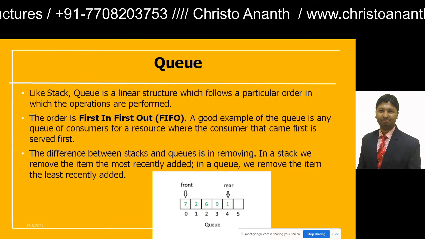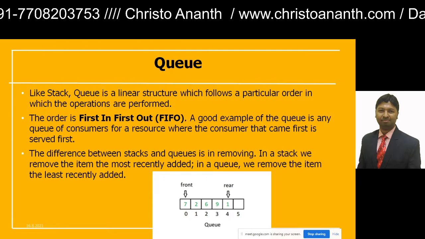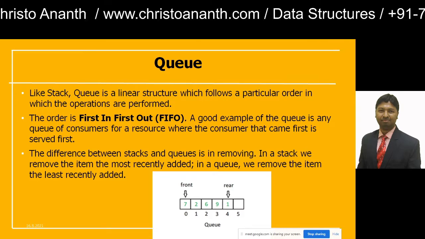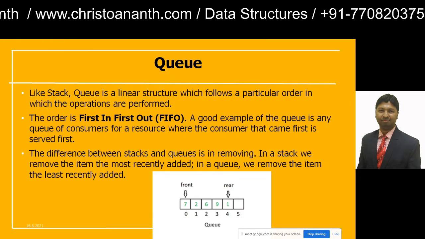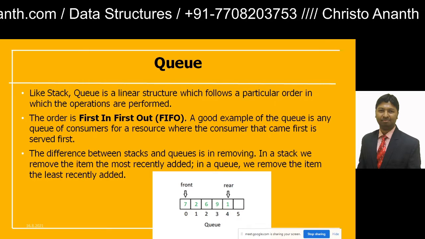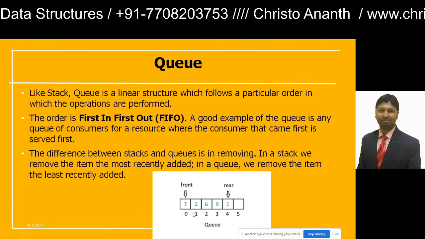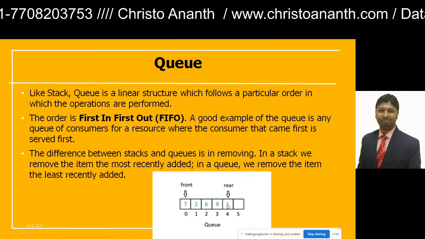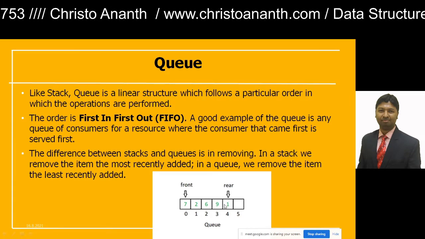And there is a difference between a stack and a queue. In a stack, we remove the item that is most recently added, but in a queue, we remove the item that is least recently added. So this is a queue. This is 0, 1, 2, 3, 4, 5. This is the front: 7, 2, 6, 9, 1. This is the front, and this is the rear.